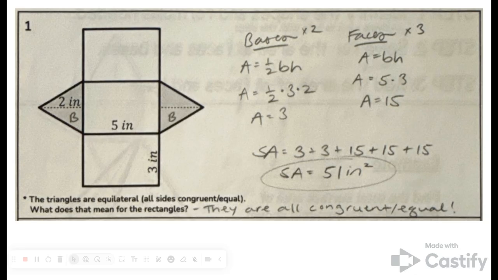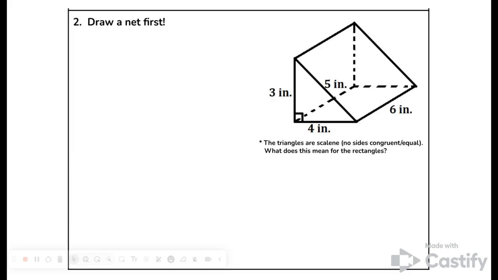Remember, again, you can always pause the video if you want to look more closely at any of my work. On to number 2. You had to draw the net first on this one. Just like before, I like to identify the bases. So in a triangular prism, the bases are triangles. And then we've got 3 rectangles kind of wrapping around from there.